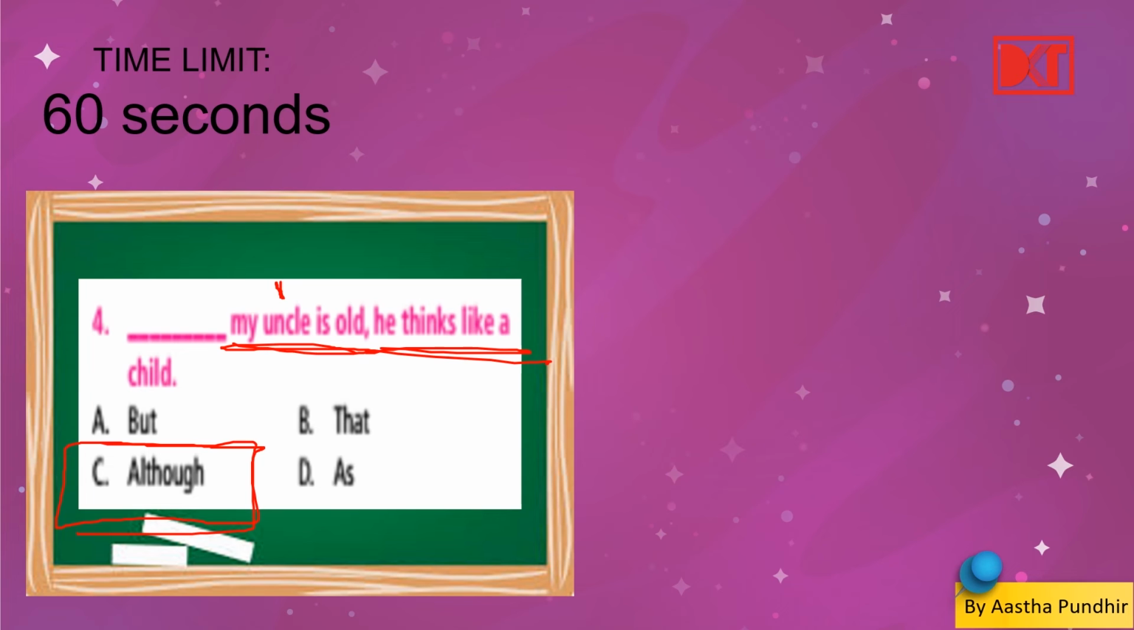Okay. The other ones, but is used for contrasting statements. That is used when suppose we have to give a certain reason or talk about indirect speech. Then we have as, used for comparison.